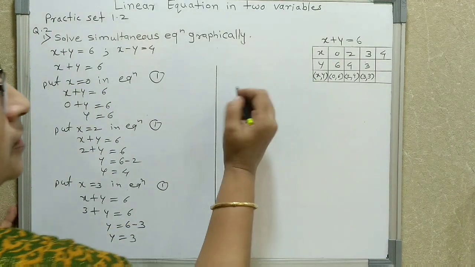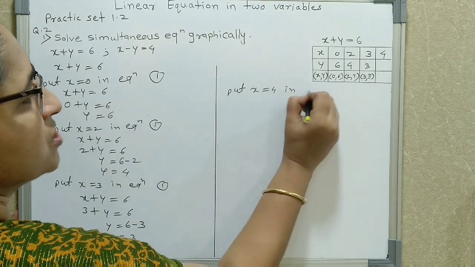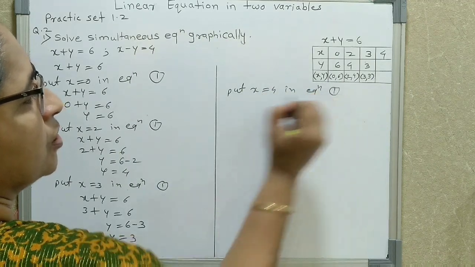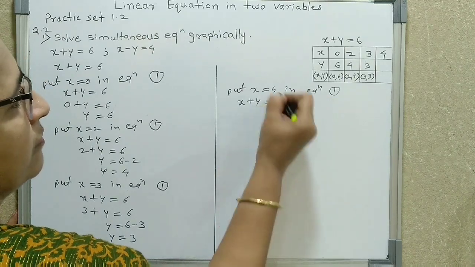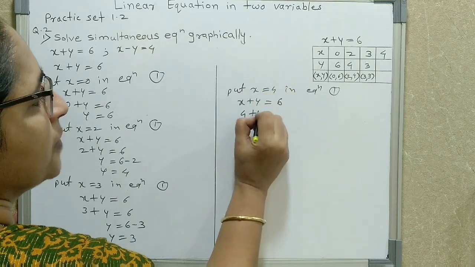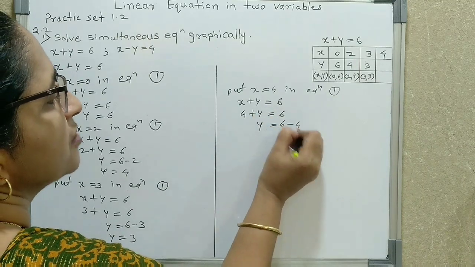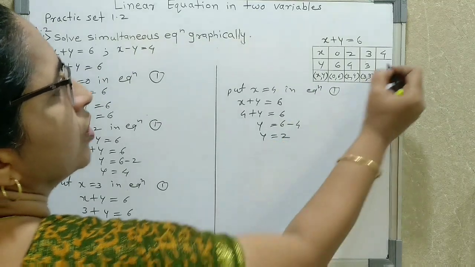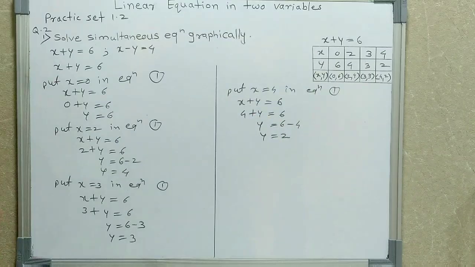Now the last one, put x equal to 4 in the first equation. x plus y is equal to 6. Value of x is 4. 4 plus y equal to 6. 4 here plus, that side minus. So 6 minus 4, y is equal to 2. We write here 2, so this is the last ordered pair. So these are the 4 ordered pairs. Then we draw a graph of this equation.